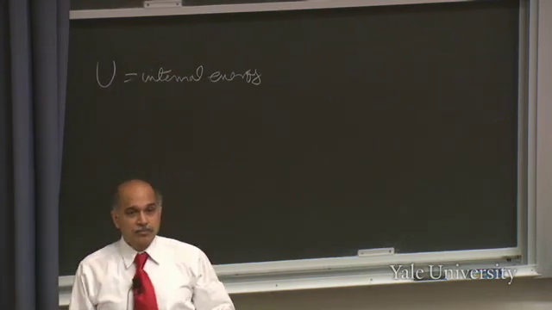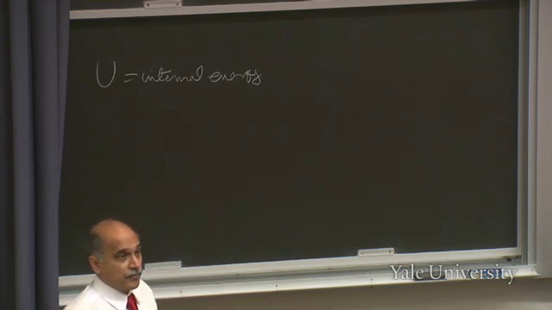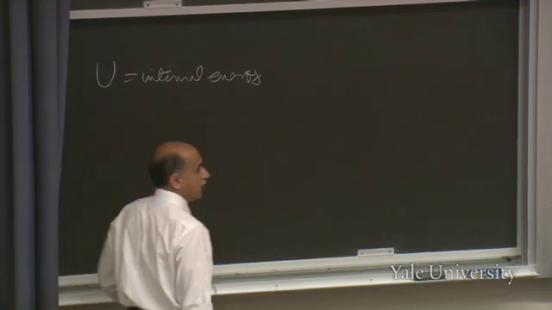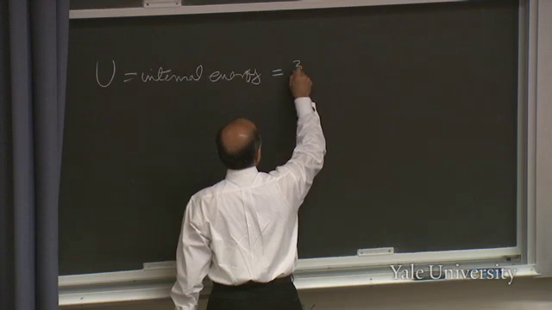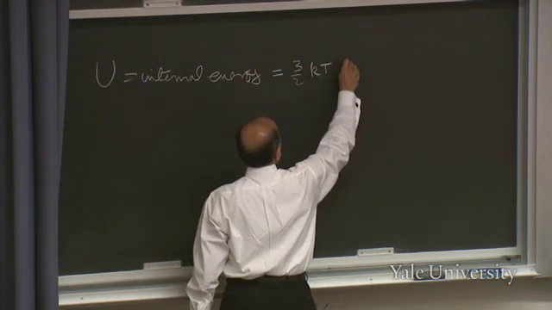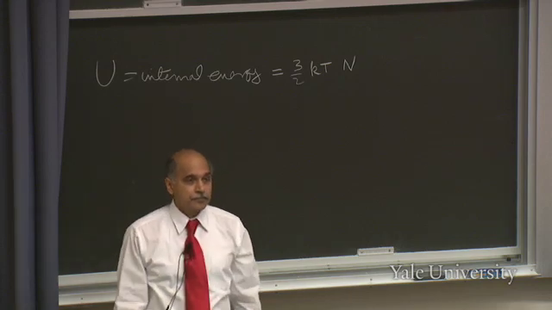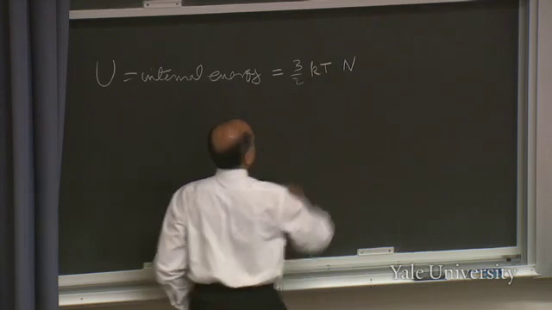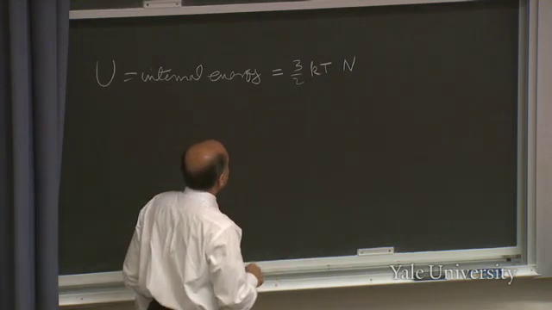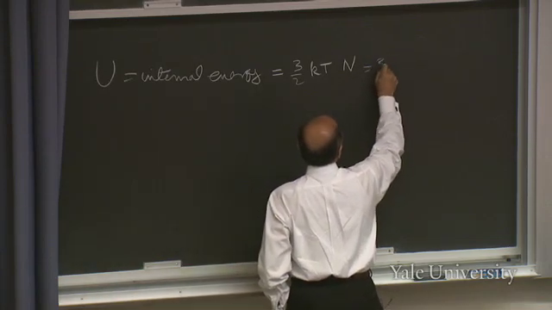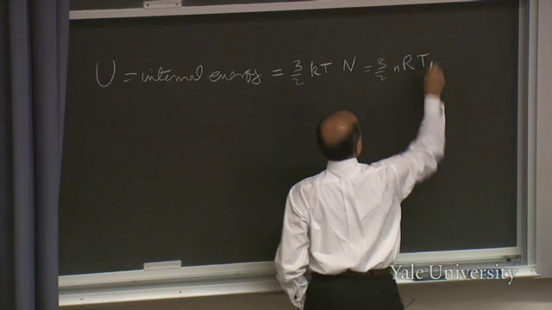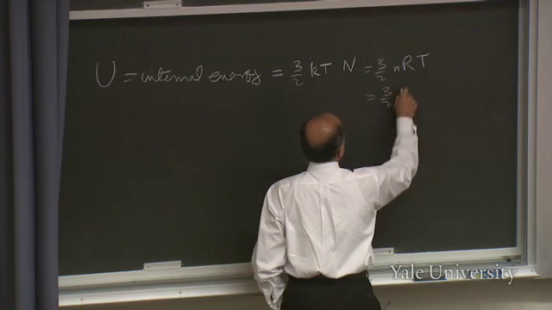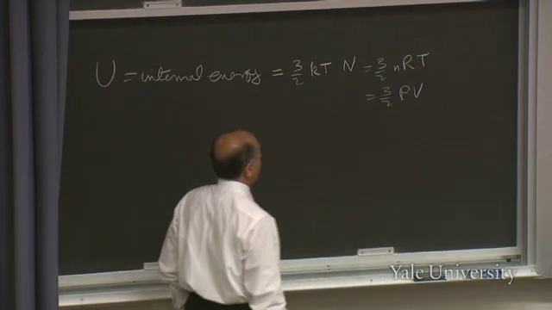The internal energy is simply the kinetic energy of the gas molecules. For solids and liquids, there's a more complicated formula. For the gas, internal energy is just the kinetic energy. And what is that? It is 3/2 kT per molecule times n. I'm sorry, 3/2 nkT. Or you can write it as 3/2 nRT. But nRT is PV. You can also write it as 3/2 PV. So internal energy is just 3/2 PV.